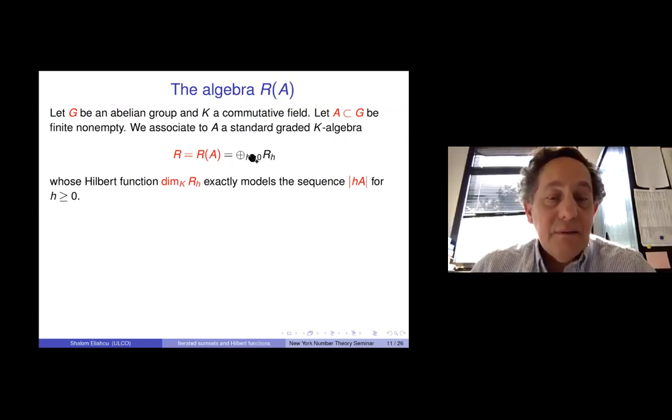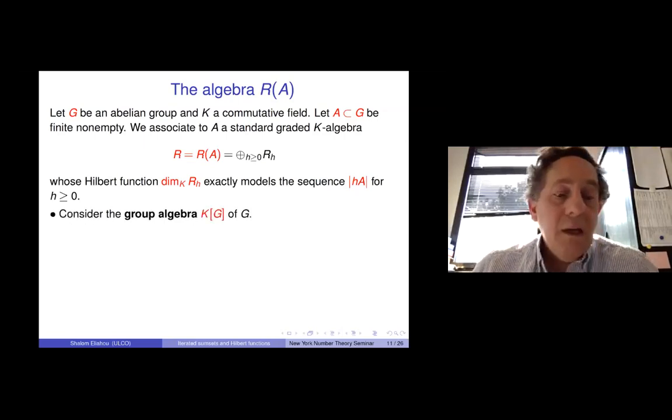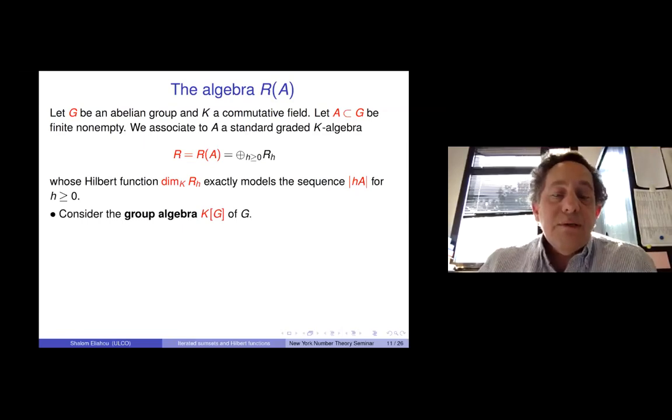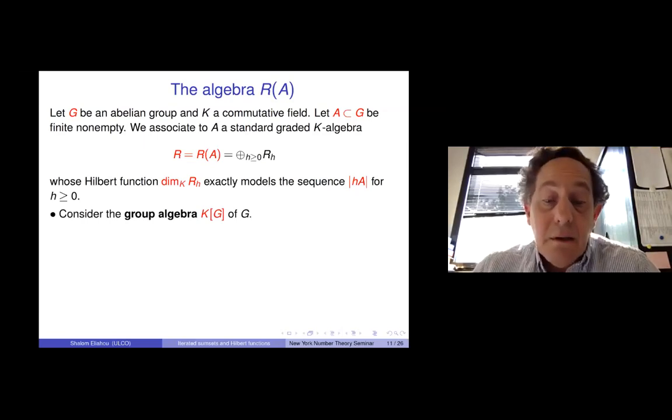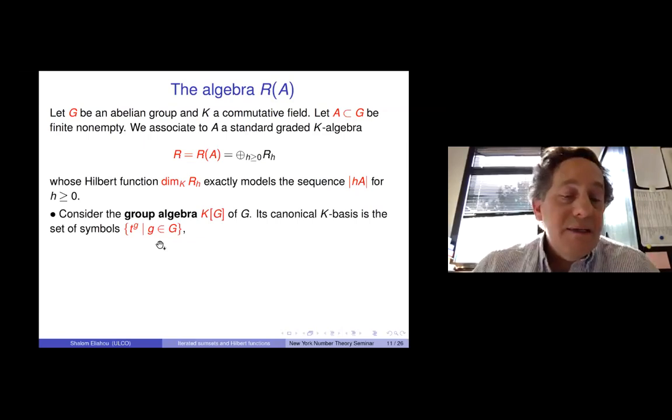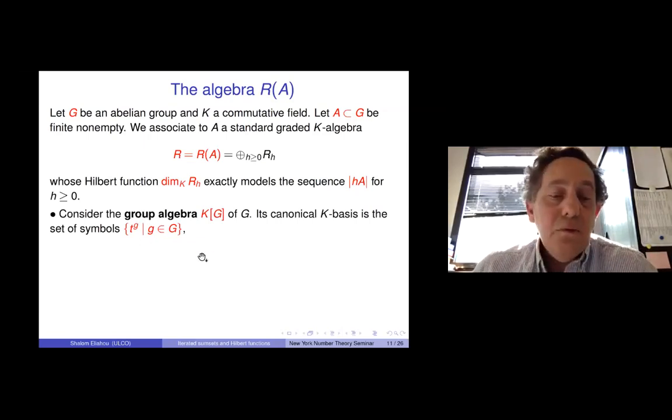We will define such an algebra in such a way that its Hilbert function will model what we want to model. So let me explain how this algebra is constructed. First of all, you take the group algebra of G over K. What is that? Well, it has a canonical basis. It has one symbol for every element of the group.